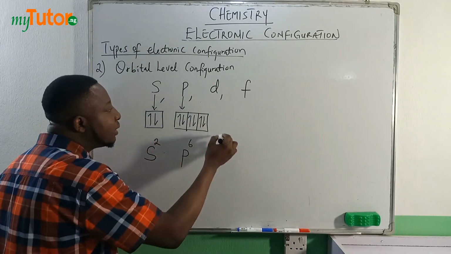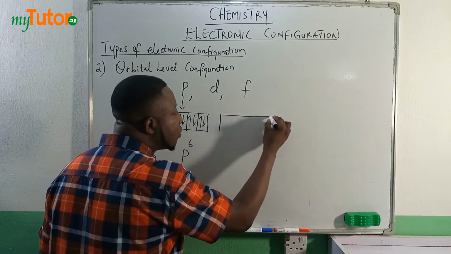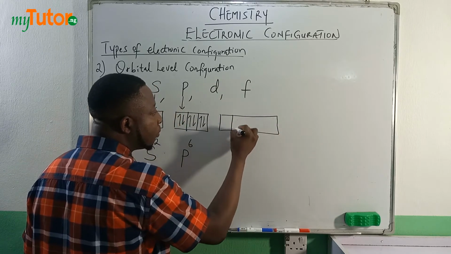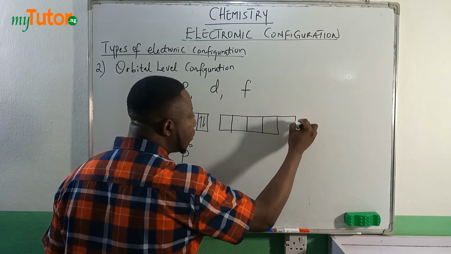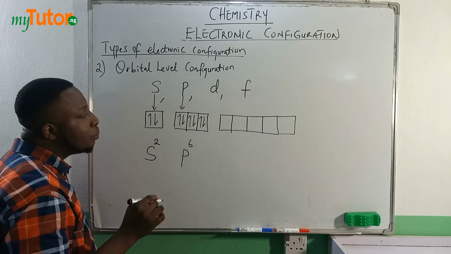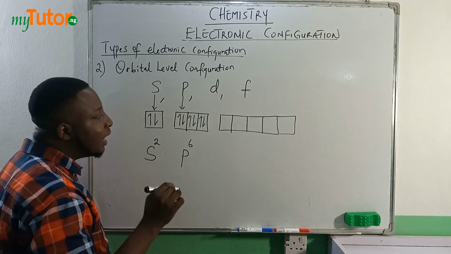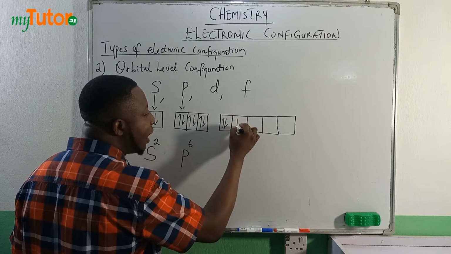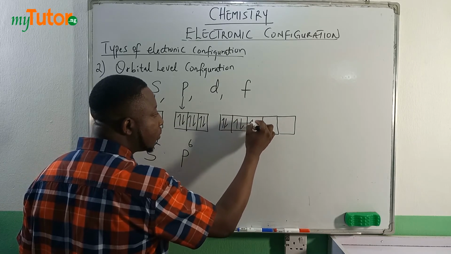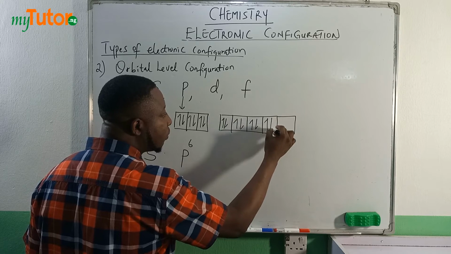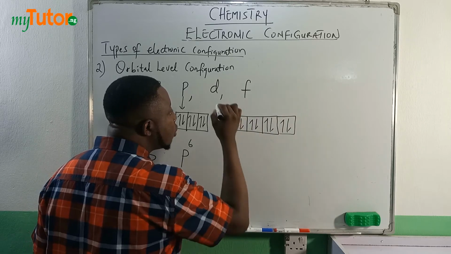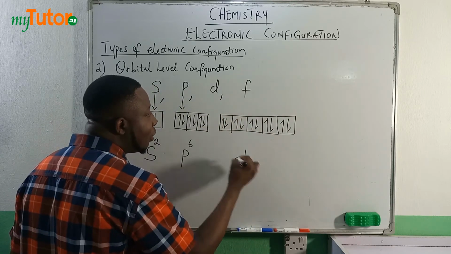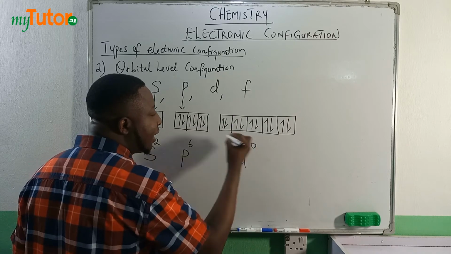The d orbital has 5 rooms. And that implies that the d orbital can take a maximum of 10 electrons, with each room having 2 electrons. So meaning that the d orbital will have a maximum of 10 electrons.